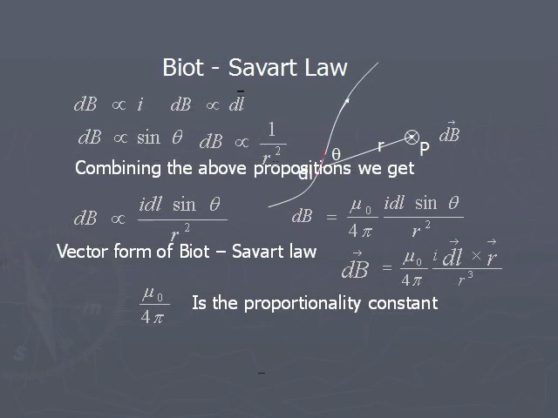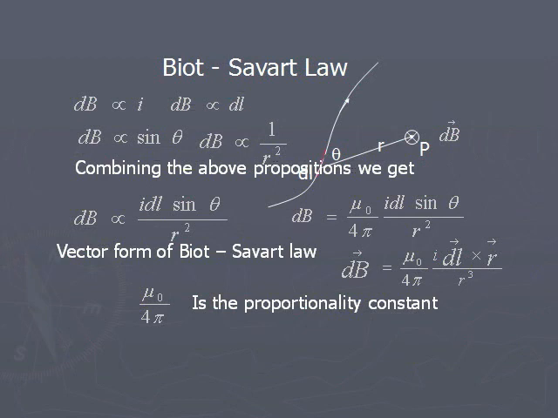This can also be written in vector form. This magnetic field induction dB bar will be perpendicular to the plane contained by dl bar and r bar. r bar is the distance vector of the point P and dl bar is the elemental length vector. Since dB bar is perpendicular to the plane contained by dl and r, we can express dB in terms of the cross product of dl and r.